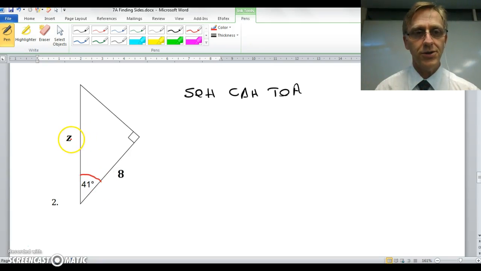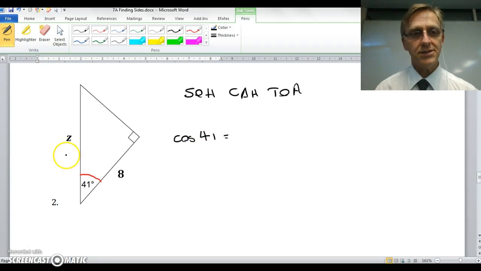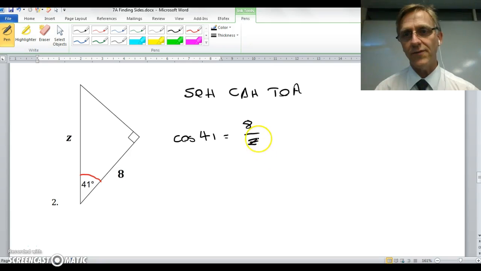I know the hypotenuse and the adjacent side, and I have no interest at all in the opposite side. So hypotenuse and adjacent, this is a cos question. So I'm going to write down the cos expression. Cos of 41 degrees is equal to adjacent over hypotenuse, 8 over z. And in this more complicated example, the pronumeral or variable ends up on the denominator on the left-hand side.